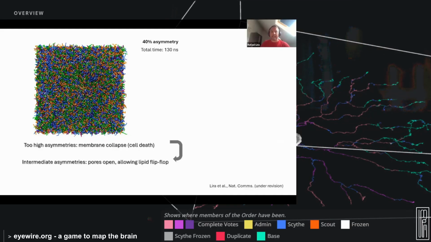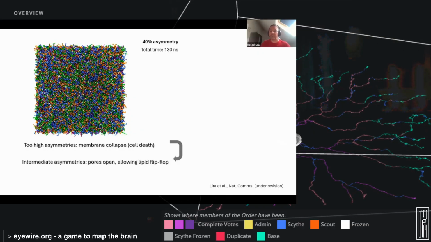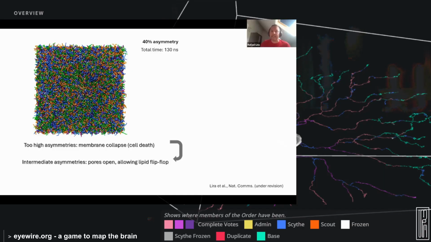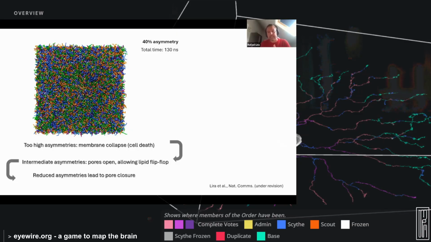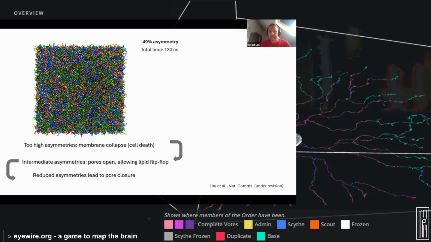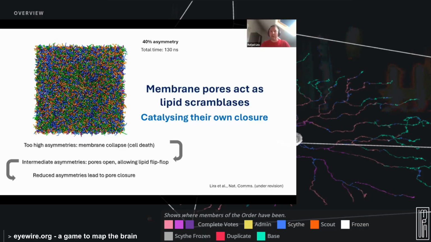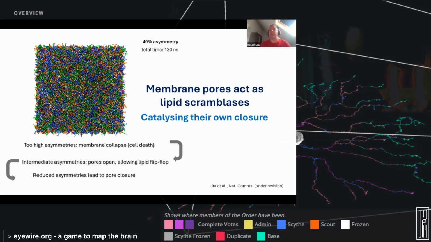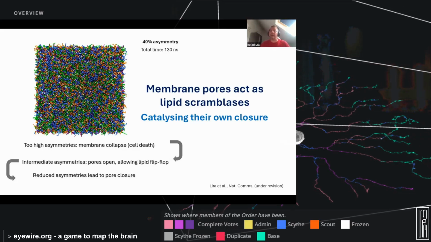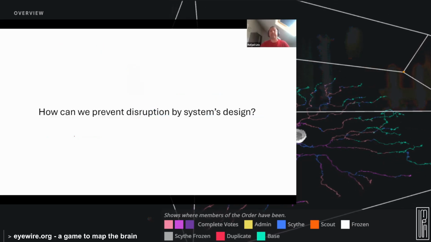However, in intermediate conditions, pore formation will allow lipids to flip-flop and decrease the initial asymmetry imposed during the growth process. And as a consequence, because the asymmetry is the driving force for pore formation, and the asymmetry doesn't exist anymore, the pores will eventually close. So in other words, what we have is a situation where pores formed in lipid-only membranes act as a catalyst for their own closure. So they work as lipid scramblases.